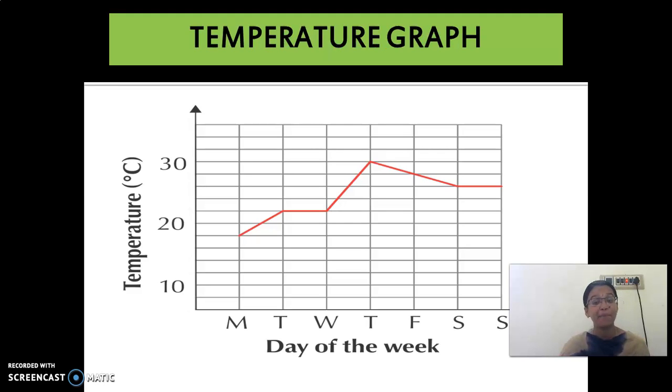Next, we have seen the temperature graph. This is the temperature for 1 week. Look here, for Monday it has been recorded as 19. And then for Tuesday it is 21. Same, 21. So, based on this graph, we can say that the temperature of a day is not the same for all the days. It varies. It changes.